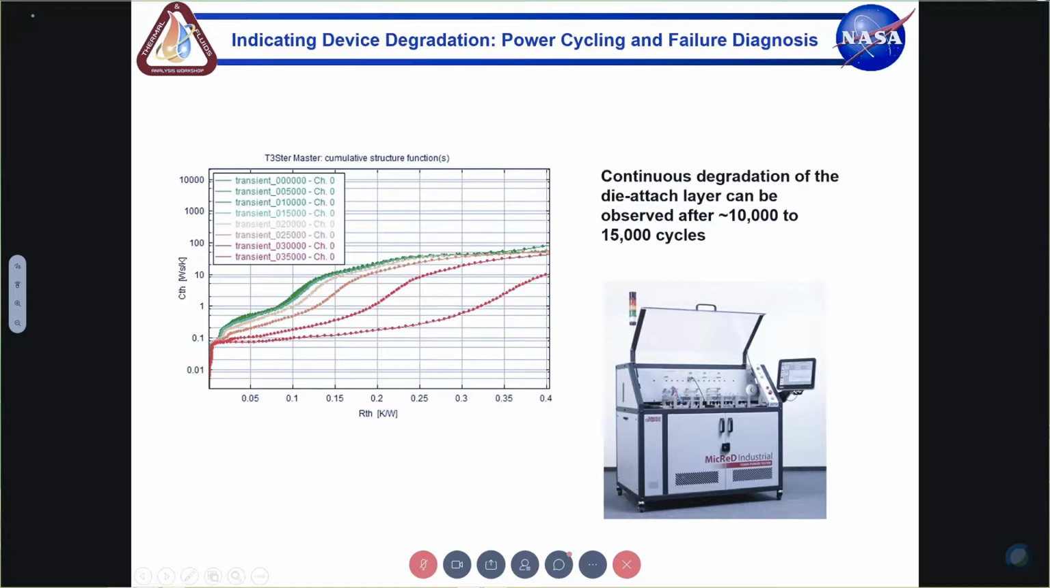So what you see here, we took an IGBT, cycled it, and the cycle numbers are shown in the chart from 0 to 35,000. As you can observe, up to about 15,000 cycles, the structure functions didn't change. But at around 20,000 cycles, you see a slight change right here at the die attach, showing that the thermal resistance of the die attach is increasing a little bit. And that indicates a failure in the component.